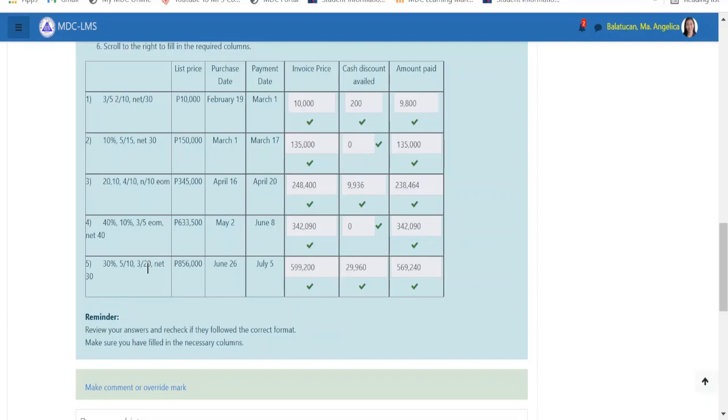And then we have 5% of the invoice price. The 5% of 599,200 is 29,960. So again, discount will be based on the invoice price. Why is it 5%, ma'am? Because the payment was made on July 5 and it's within the discount period of 10 days. So how much would be paid? 599,200 minus 29,960, you will get 569,240.